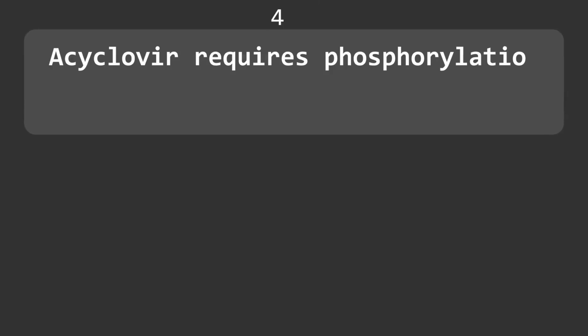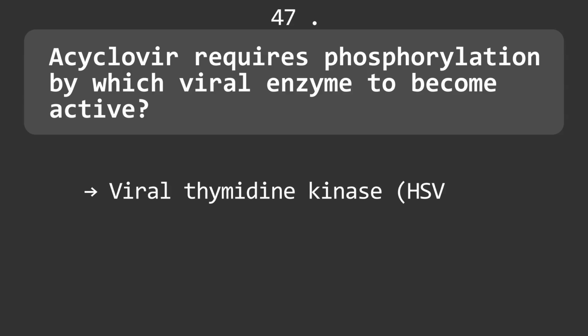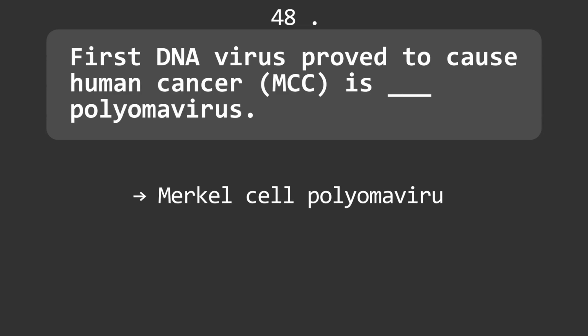Acyclovir requires phosphorylation by which viral enzyme to become active? Viral thymidine kinase, HSV, VZV. The first DNA virus proved to cause human cancer, MCC, is a polyomavirus, Merkel cell polyomavirus.